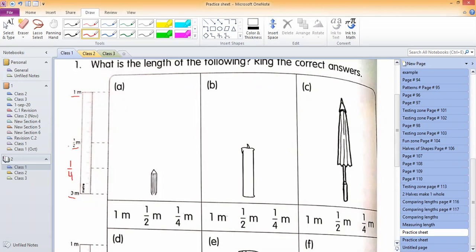What does half mean? Half means this is half of this ruler. It is divided into 2 equal parts and this is one part of the ruler. And this is quarter. That means out of 4 parts, this is one part of the ruler. So this is half meter, this is quarter meter, and this is 1 meter. Guys, do you remember half and quarters?